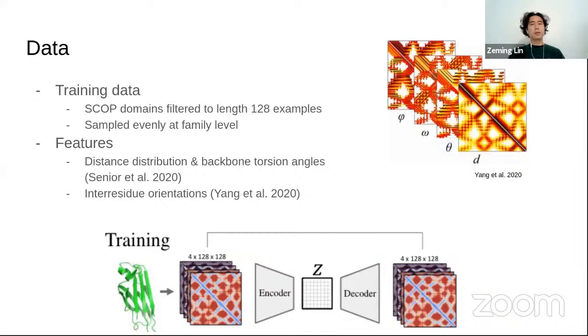So to tell you a little bit about how this model works, the data that we use are SCOP domains filtered to length 128 examples. And this is sampled evenly at the family level to remove some of the bias with protein structures, since we have a lot of structures for a very small number of proteins that are quite similar. The features that we use are histograms and interresidual distances and torsion angles. The distance distribution and backbone torsion angles were introduced in AlphaFold 1, and the interresidual orientations by trRosetta a bit later.